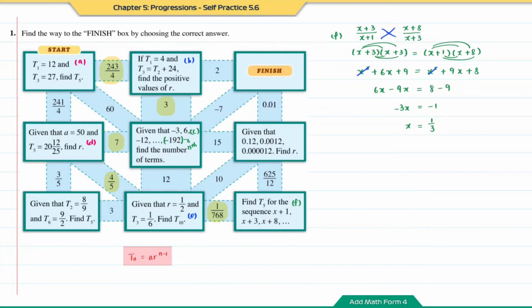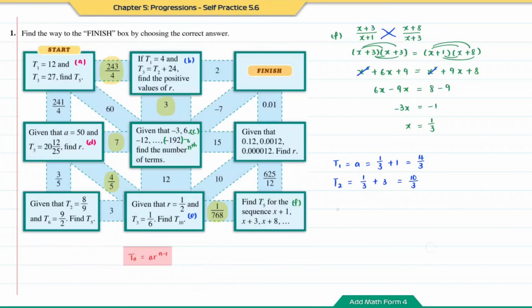Therefore, the first term, which is the A, which is x plus 1, will be 1 over 3 plus 1. So this will be equal to 4 over 3. And the second term, the T2, is equal to x plus 3. So 1 over 3 plus 3, the answer will be equal to 10 over 3. So now we know the T1 and T2, now we can find the common ratio.